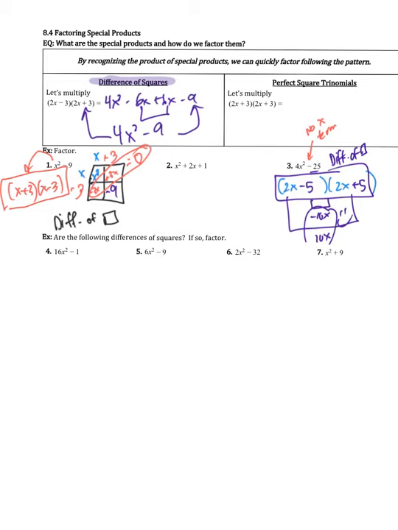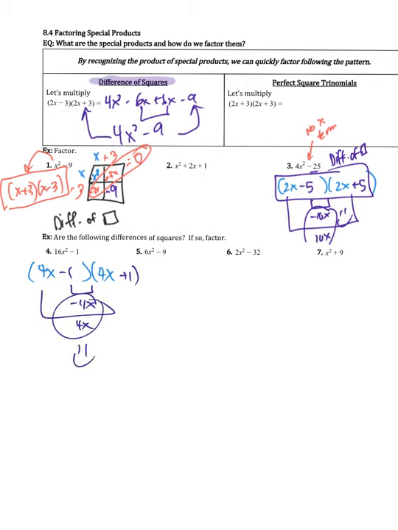Okay, so number 4, binomial, check. Subtracting, check. Can I square root 16x squared? Sure, that would give me 4x. Can I square root 1? Sure, the square root of 1 is just 1, so 4x plus 1, 4x minus 1. Let's double check.